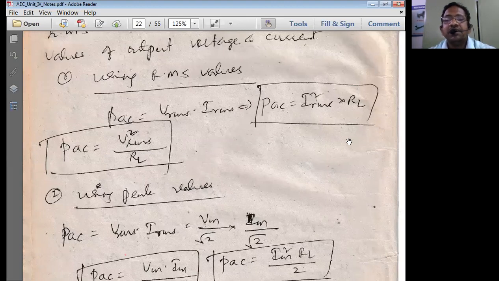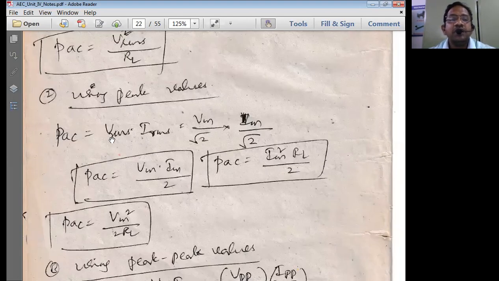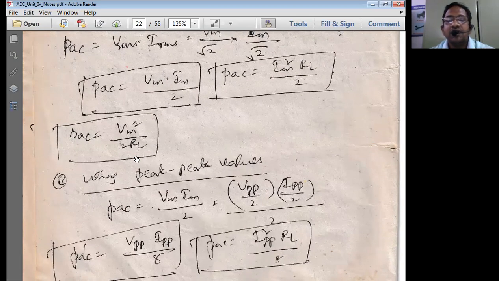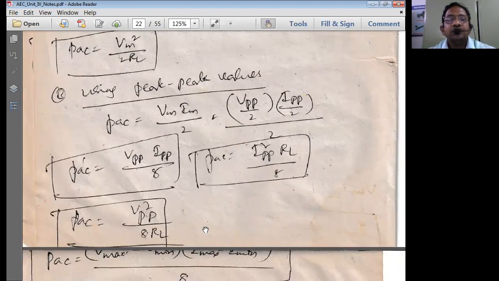Now I can write this in terms of only I or only V. In terms of only current, I can write Irms square into RL, and in terms of voltage, Vrms square by RL. In terms of peak values, Vrms is equal to Vm by root 2 and Irms is Im by root 2, so we can write this as Vm Im by 2. If I want only in terms of current, I get Im square into RL by 2. If I want only voltage, I can write Vm square by 2 into RL. So using peak values, PAC is equal to Vm Im by 2.